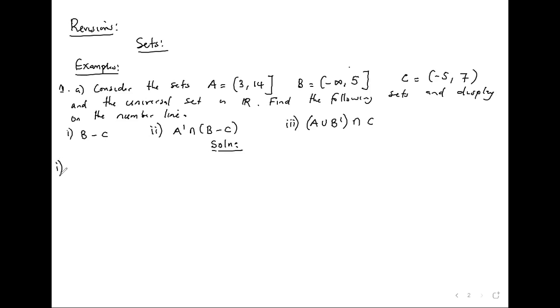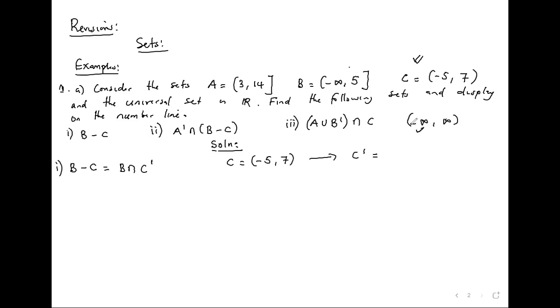Now, part 1, B minus C. B minus C is the same thing as B intersection C complement. Because we need C complement here, we must find it from C. So we are given C to be from -5 to 7. So to get C complement, we go to the universal set. The universal set is from -infinity to +infinity.